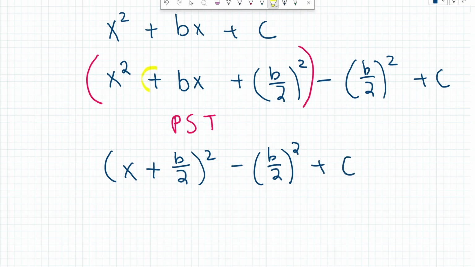And remember, whatever this term is has to match this term. So if it's a plus, then it's a plus. If it's a minus, then it's a minus. I hope this cleared up completing the square for you.